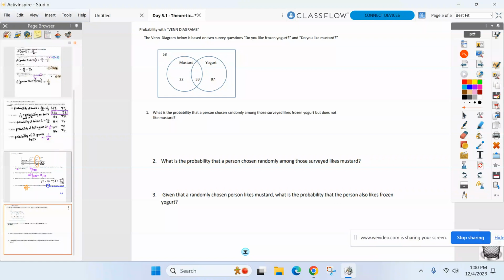All right. So first thing we should probably do is figure out how many people total we are talking about so far. So the 87 yogurt, the 33 that like both, the 22 that like mustard only, and the 58 that don't care for either. 200 people. Good, because that 200 is going to become our denominator. All right. Probability they like frozen yogurt but do not like mustard. That is 87 out of 200.